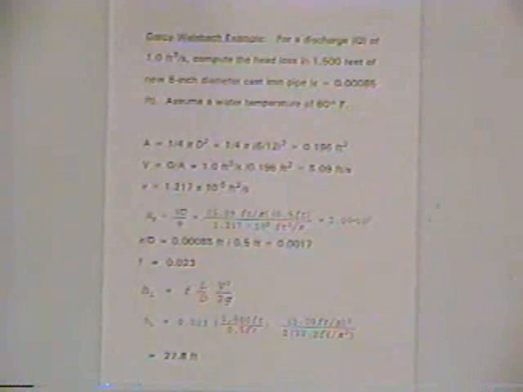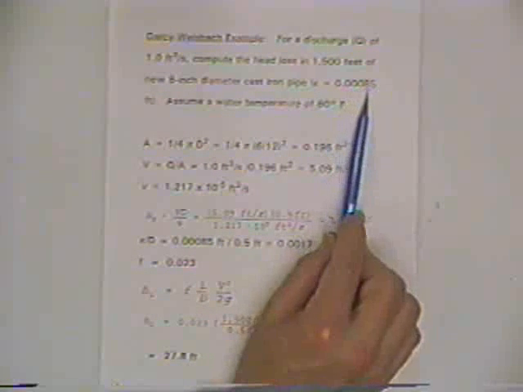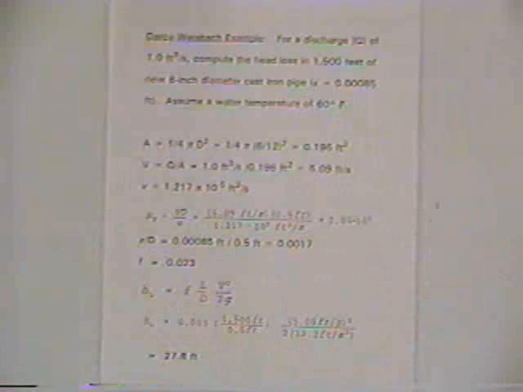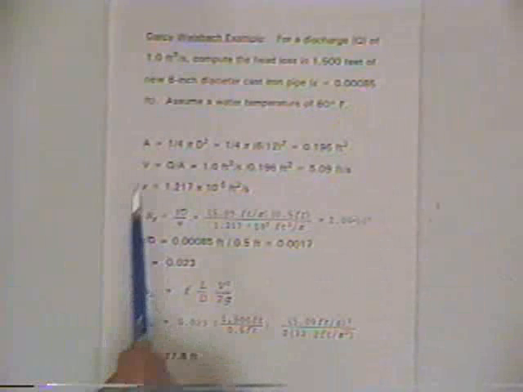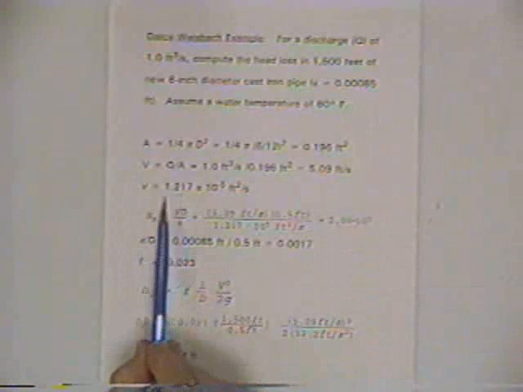Okay, so let's use the Darcy-Weisbach equation with the Moody diagram to estimate a value for the friction factor. And so we've got a discharge of 1 cubic foot per second flowing in a pipe, and we want to compute the head loss in 1,500 feet of new 6-inch diameter pipe. And in this problem, it gives us epsilon at 0.00085 feet, representative roughness there. And we're going to assume a water temperature of 60 degrees Fahrenheit, and what that's going to do for us is give us a kinematic viscosity.